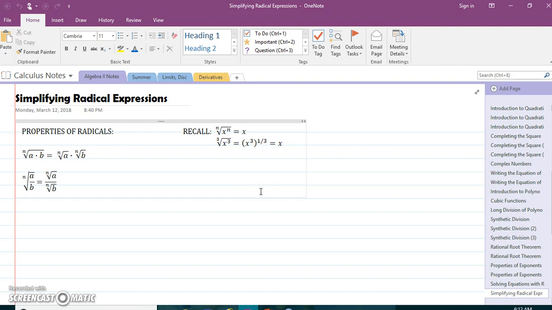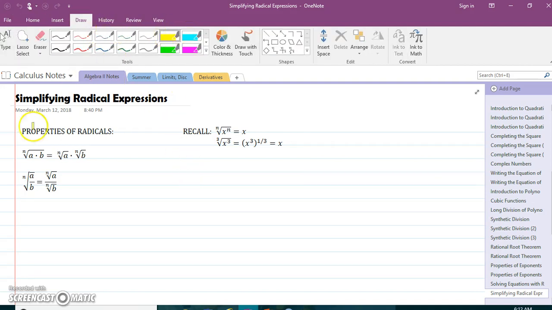Everybody, here is our video on simplifying radicals. Whenever we simplify radicals, you're going to have to remember a few properties of radicals. We've talked about these before, but write these down so you remember them.